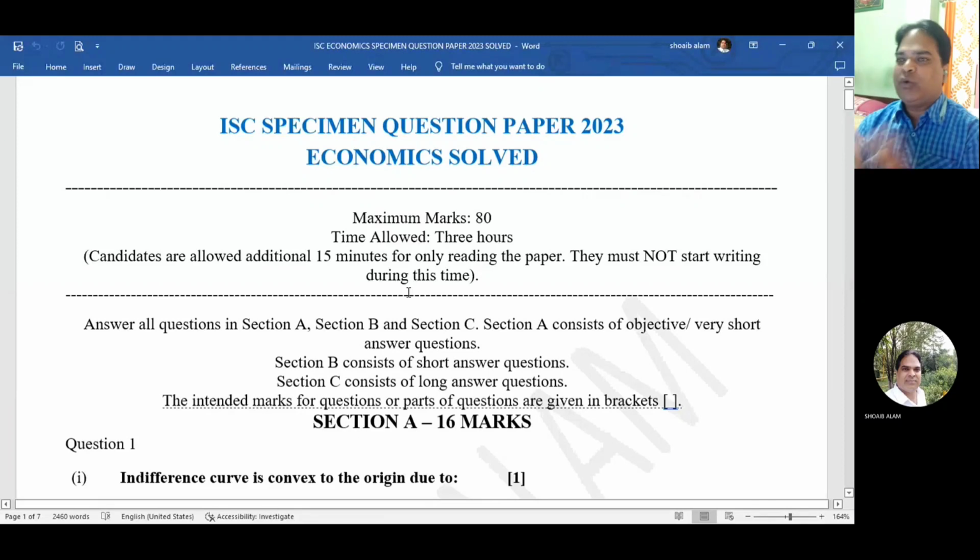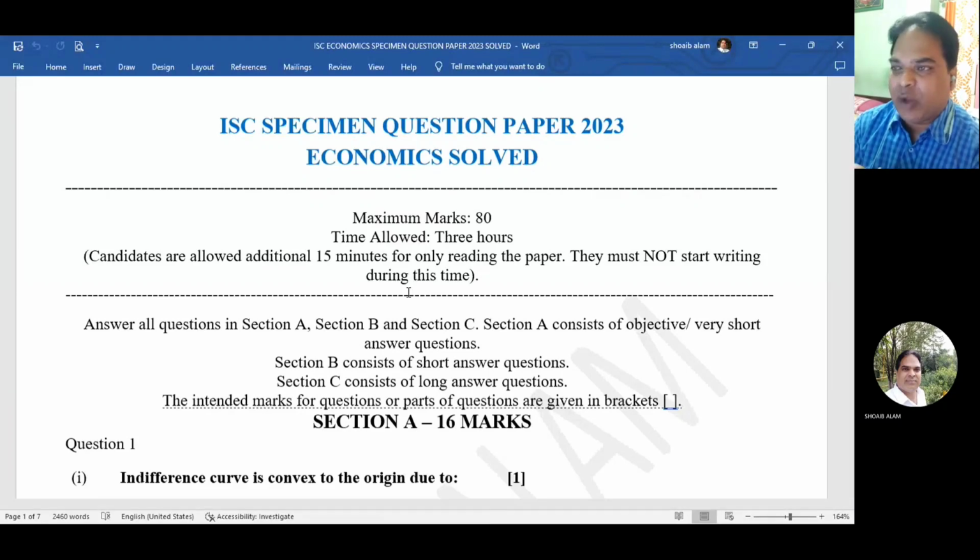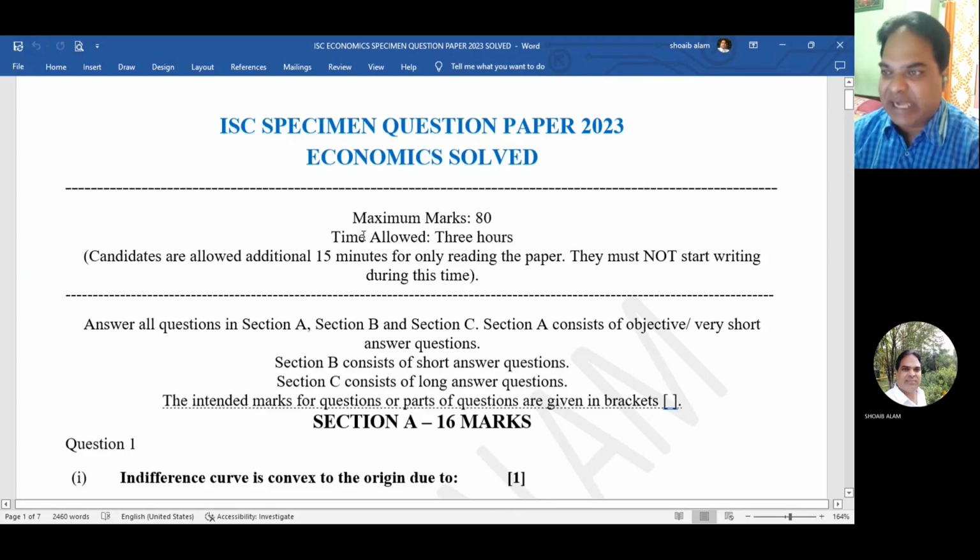So today we are going to go through the ISC Economics Specimen Question Paper Solved 2023. Maximum marks is 80. Altogether there are three sections: section A, section B, and section C. Today we'll be going through section A and section B. Okay, so let's go through it.